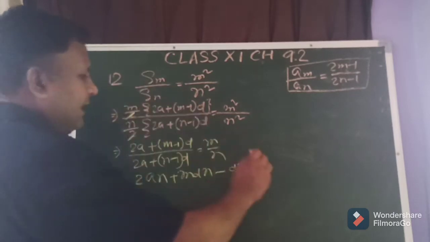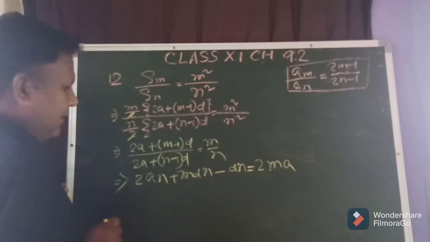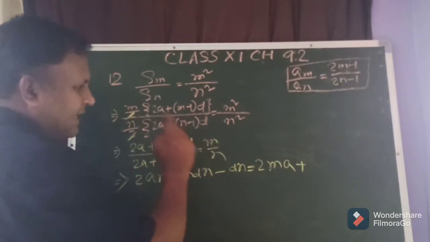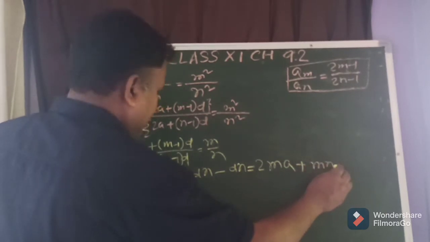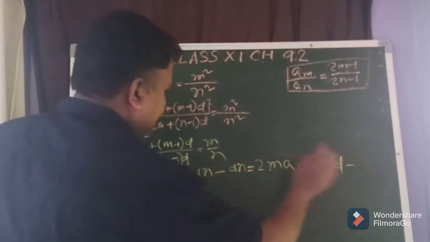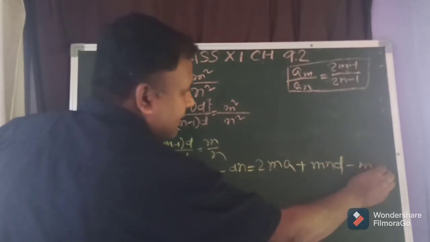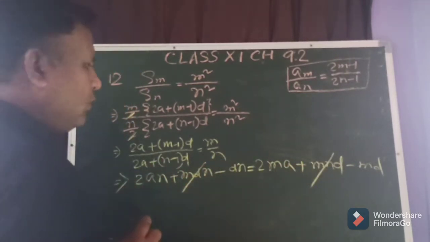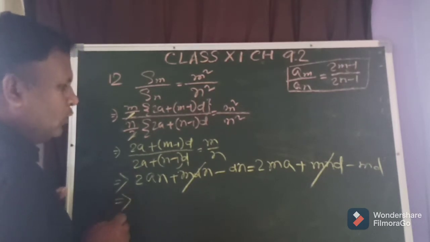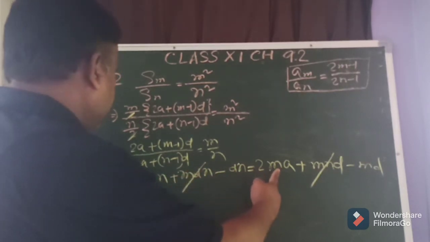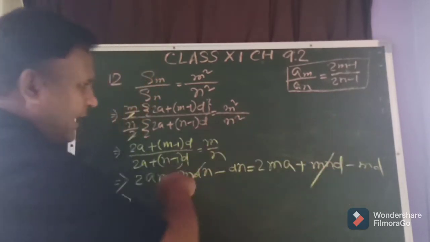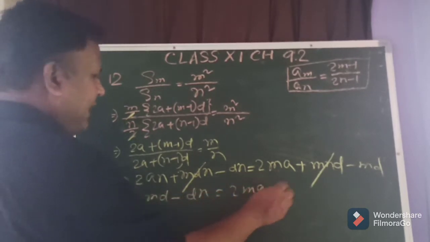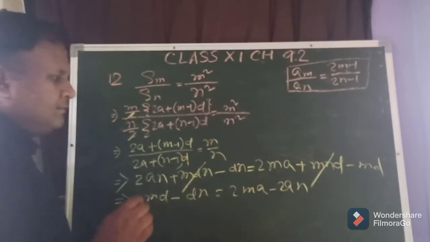is equal to, you multiply here twice ma plus nd, and with mnd minus md, this is md, correct? So here you see this part and this part is similar, you can cut out. Then you bring this side, this to that side and md to that side. So it will be md minus dn and twice ma minus twice an, correct?